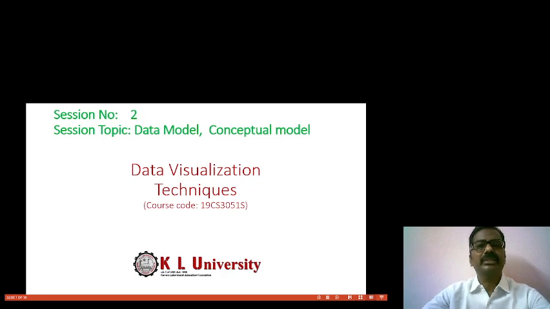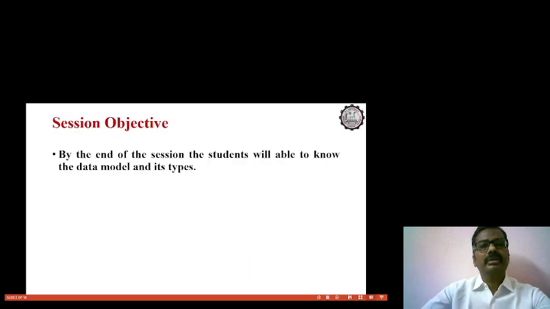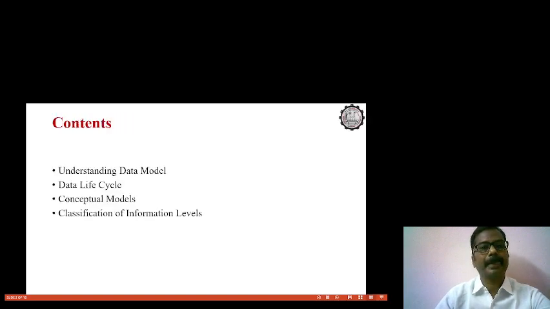Today let us start the second session, and try to understand some other concepts like the data model and so on. The session objective of this second session is that you will know various data models and their types. You will know the meaning of data modeling, and also its various types. Coming to the contents: understanding the data model, data life cycle, conceptual models, classification of information levels.